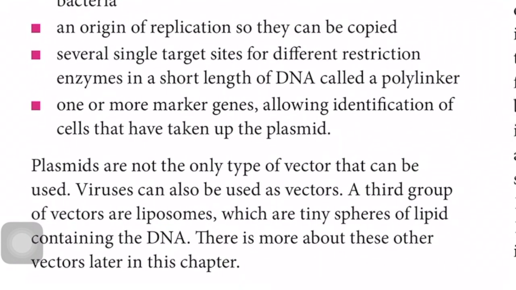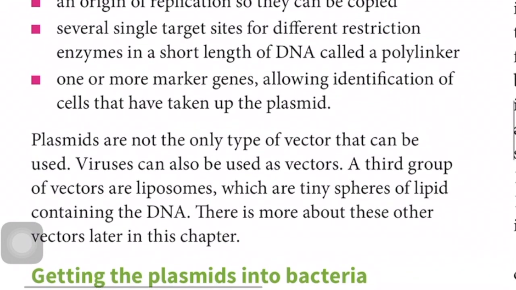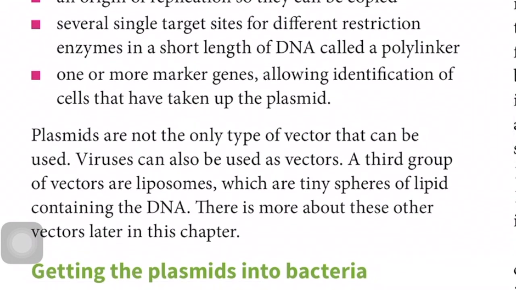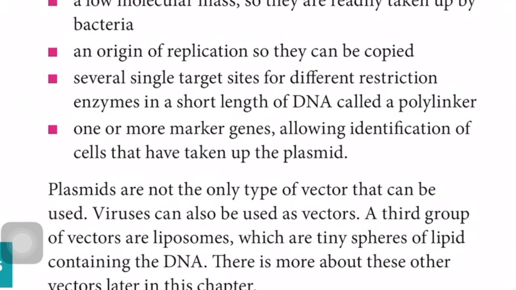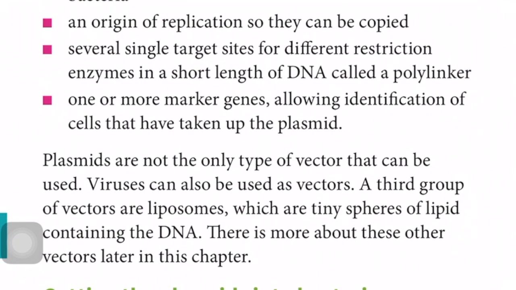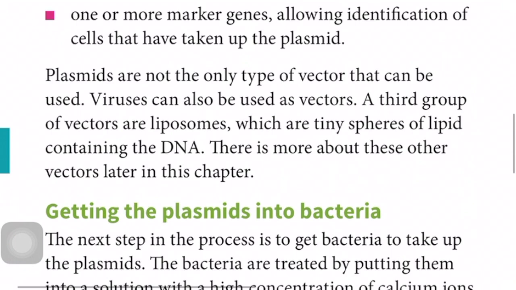The plasmid also has one or more marker genes allowing identification of cells that have taken up the plasmids. So it just has a marker gene attached to it, and then we do not have to use artificial or extra genetic markers. You will understand how a genetic marker works later.